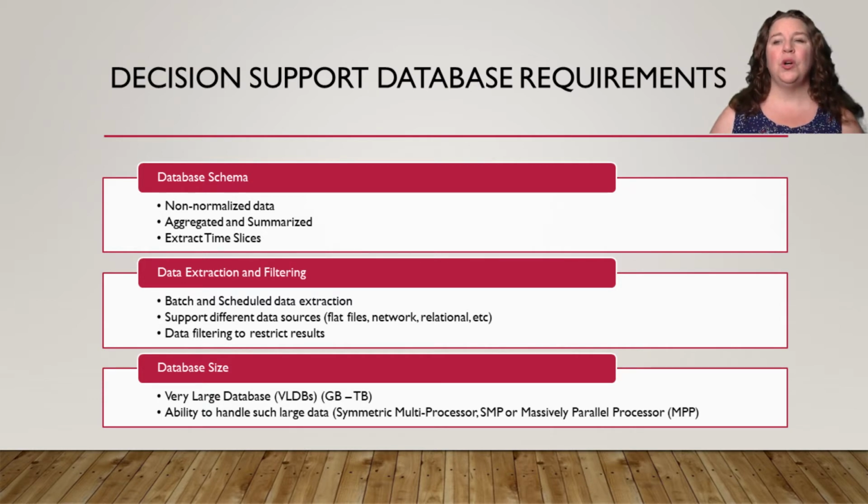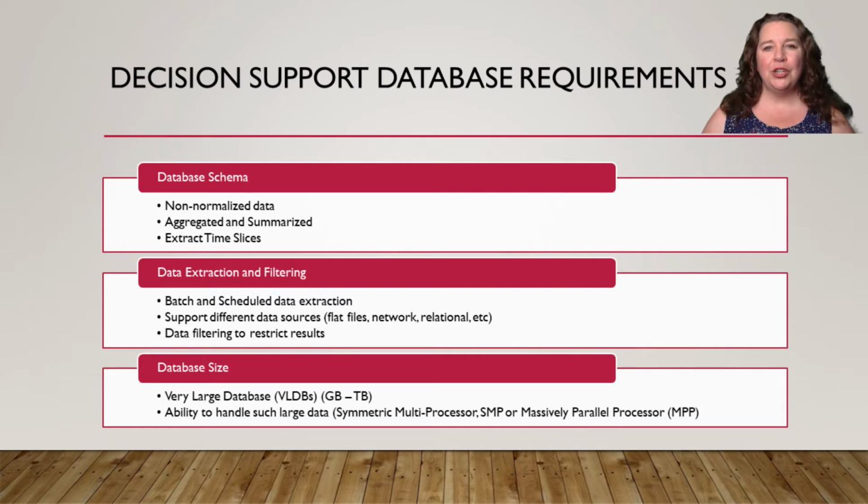Sometimes we need to store data in different data sources. Sometimes it's in a relational database, sometimes it's in a network database, sometimes it's just in a flat file. We need to be able to get that data out and be able to do stuff with it. And then the most important part is being able to filter and restrict your results. So when I take the data and I say, I only want data for salesman John Doe, I need to be able to filter all of the data and get just John Doe's sales over this period of time. And I need that to be quick.